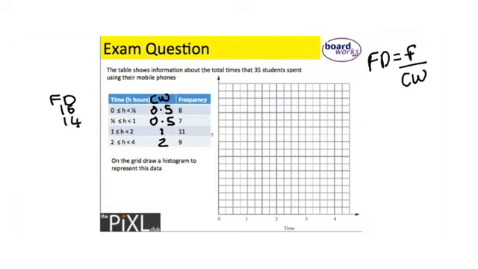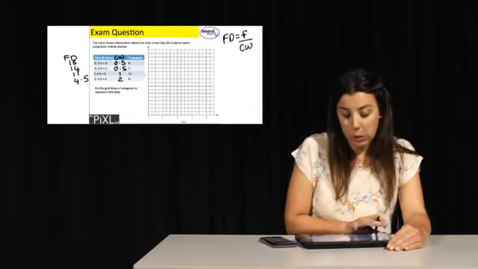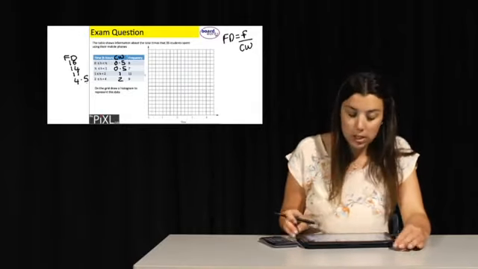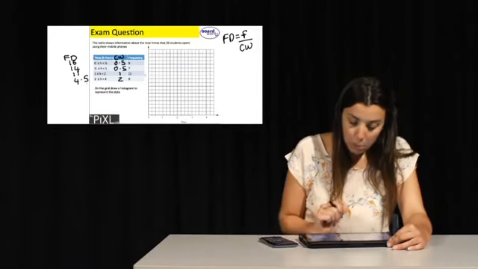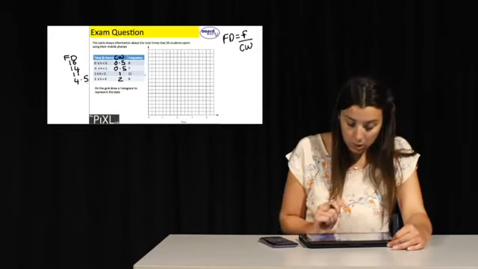Our third value for frequency density is 11 divided by 1, which is just 11. And lastly, we have 9 divided by 2, which is 4.5. We then have our 4 values for our frequency density. That will normally get you 2 marks in the exam. You then need to plot this, but you have not been given a scale.